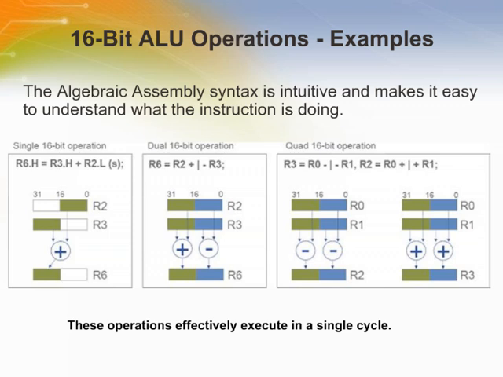The last example is a quad 16-bit operation, where we are just combining two 16-bit operations in the same instruction. There's a comma in between these two to indicate that we do these four operations in the same cycle. This is done when the sum and difference between the pairs of 16-bit values are required in our two operands. Notice R0 and R1 are used on both sides of the comma in this example.